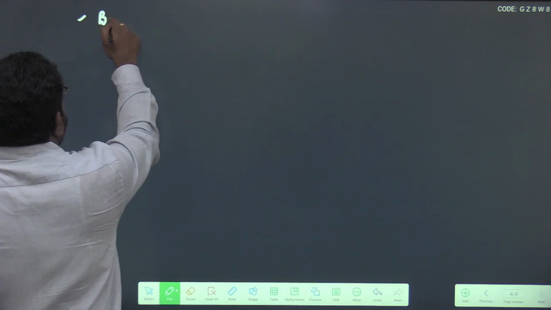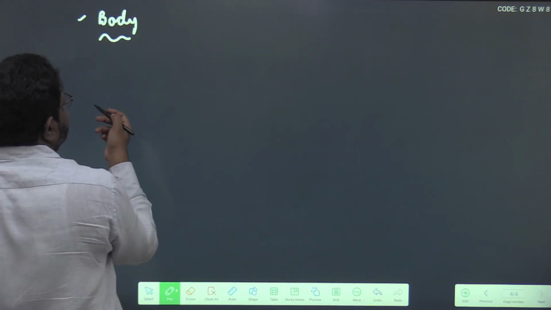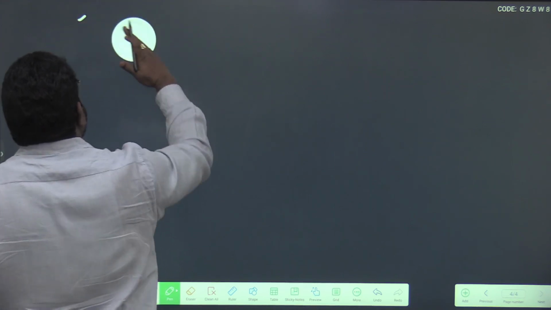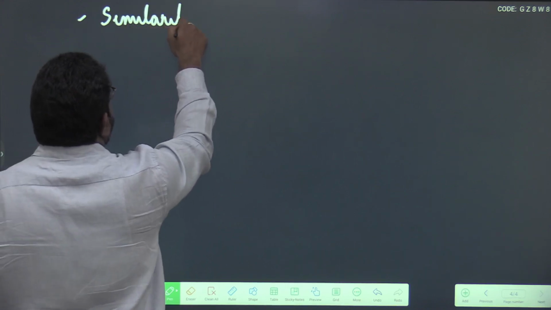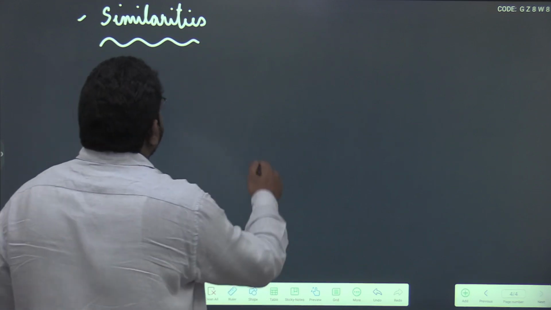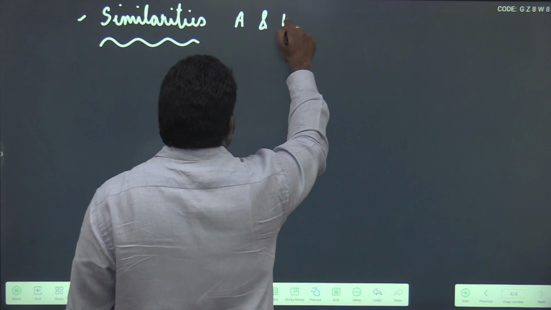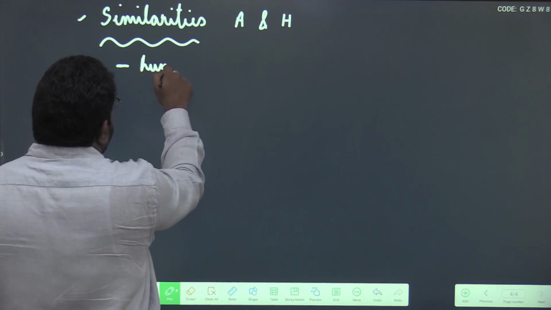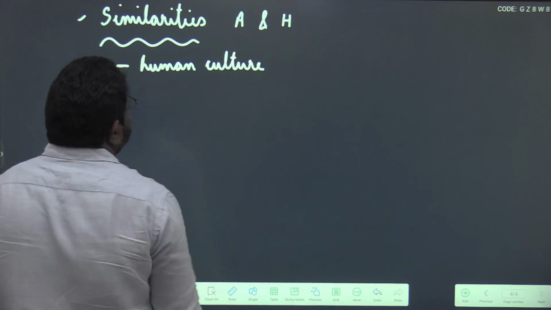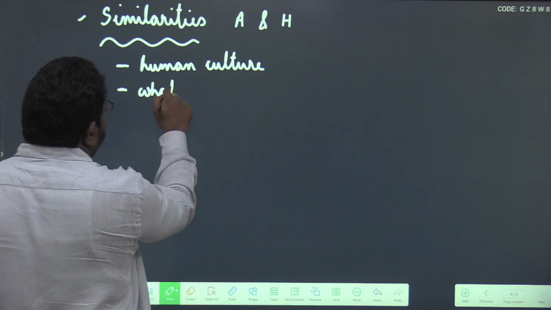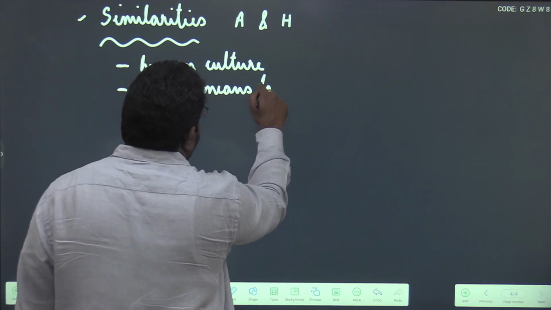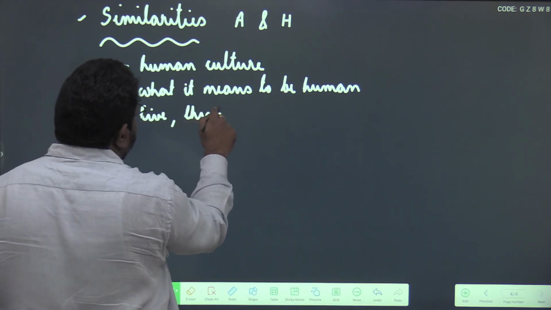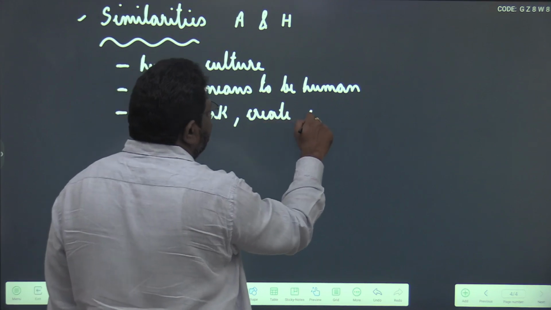Then coming to the body, no need to put a side heading as body of the answer or explanation. It is just for your understanding purpose. So basically you are going to write the side heading similarities of both anthropology and humanities. So what are they studying? Obviously both of them study various aspects of human culture. They also study what it means to be a human. It also studies how people live, think, create, and interact with various things.